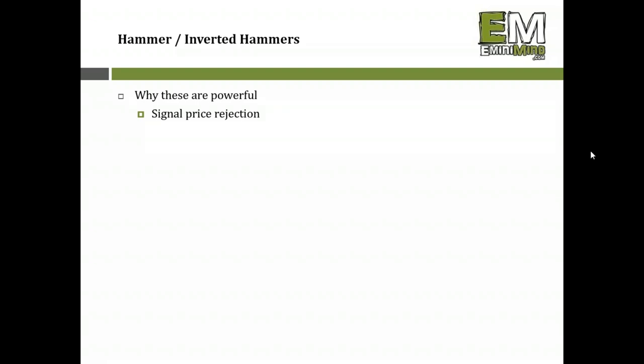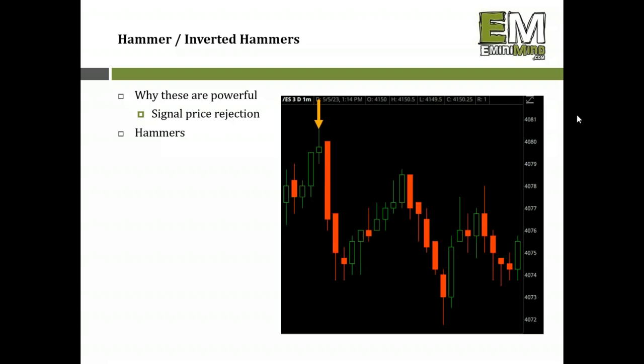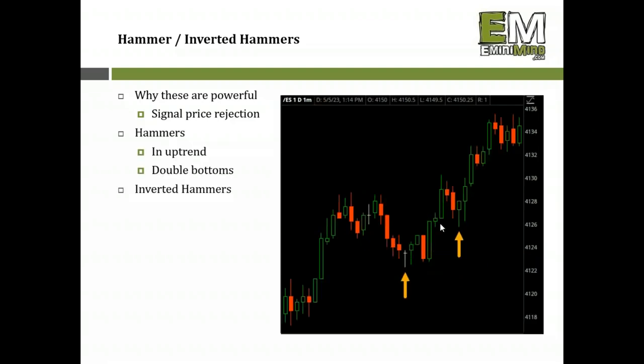So when you have a hammer, it doesn't matter if it's a 1-minute chart or a daily chart or a 15-minute chart. The powerful part of hammers is that it's showing you that price has gone down and then has rallied. There was some sort of support. The sellers had rejected the price as it went lower, and buyers pushed it back up. And so the closing candle forms what's called a hammer.